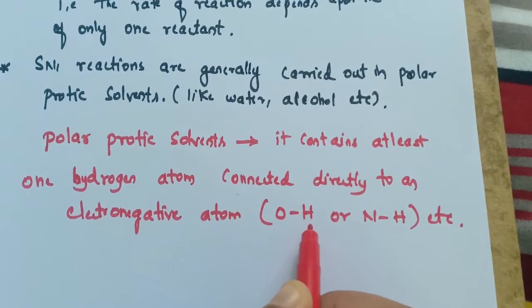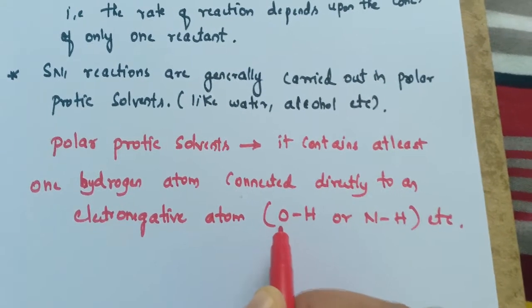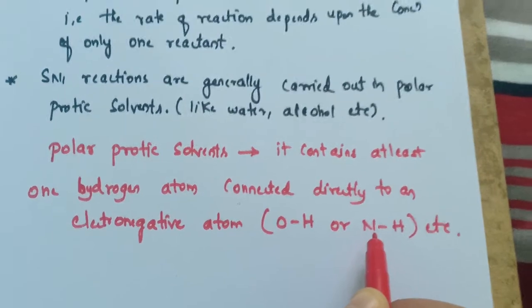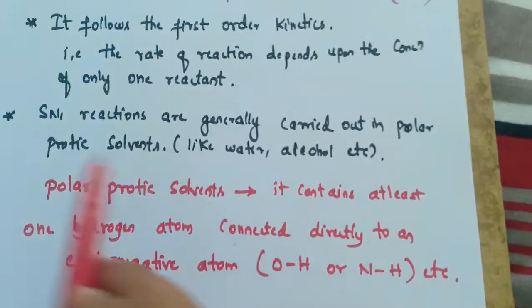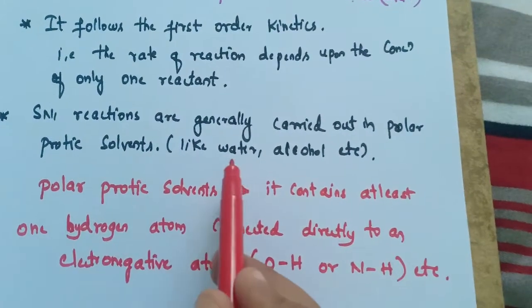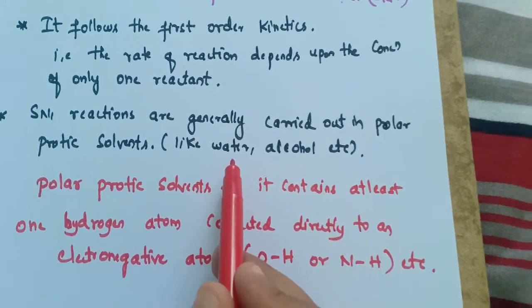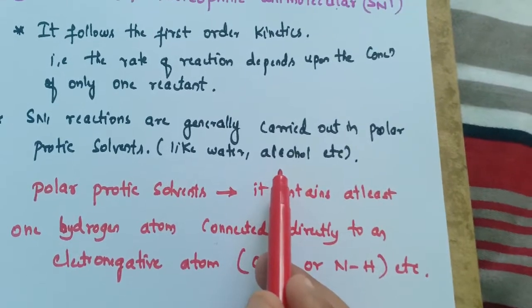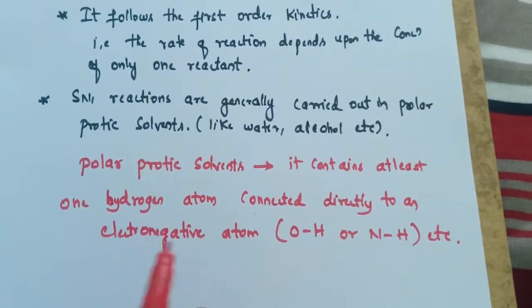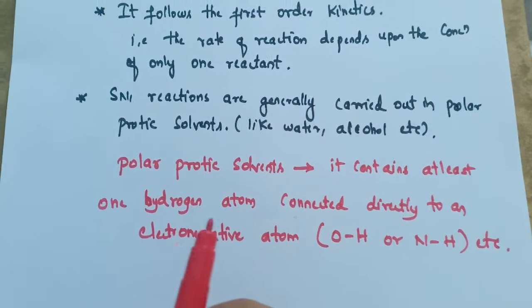Here hydrogen is connected to an electronegative atom, that is oxygen. Here hydrogen is connected to an electronegative atom, that is nitrogen. Likewise, SN1 reactions are carried out in polar protic solvents. So water is a polar protic solvent, and alcohol is a polar protic solvent.